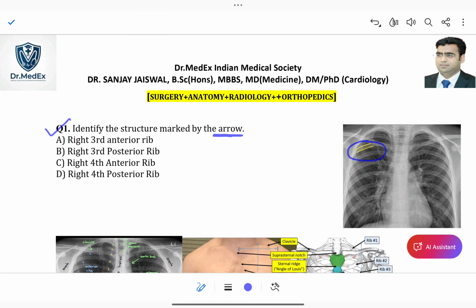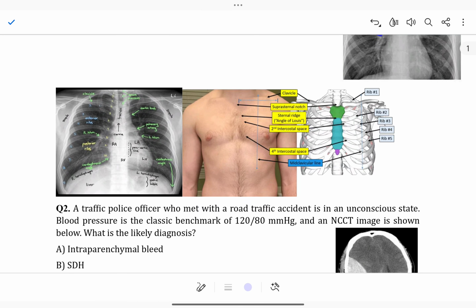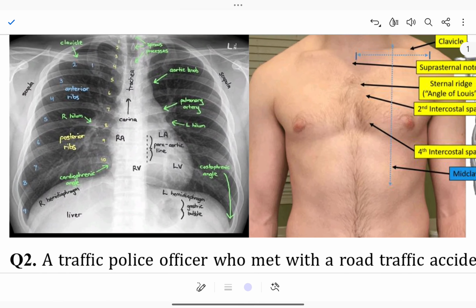So this is left, this is right. First of all, we should confirm the left and right side of the X-ray. So this rib, what is the position of this rib? Try to pay your attention to understand a little bit here. Then we can come to an answer.